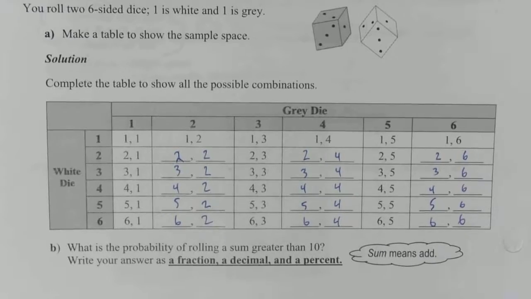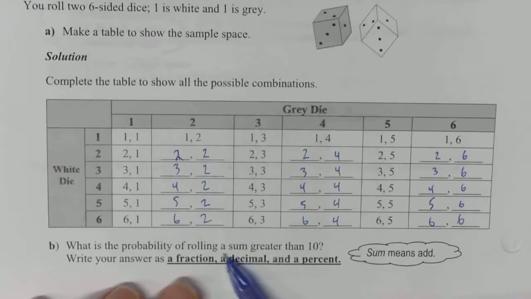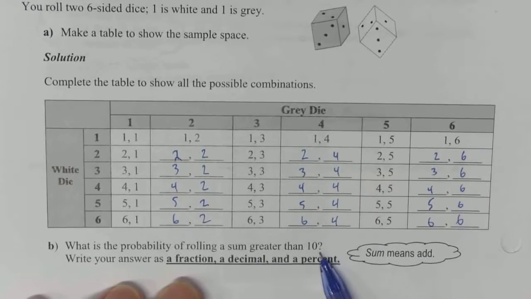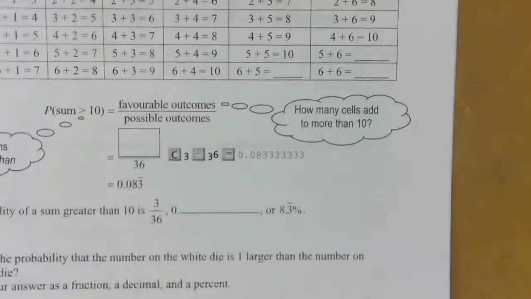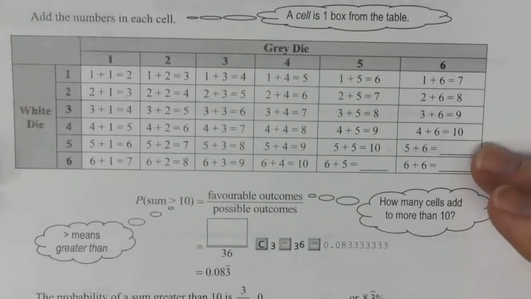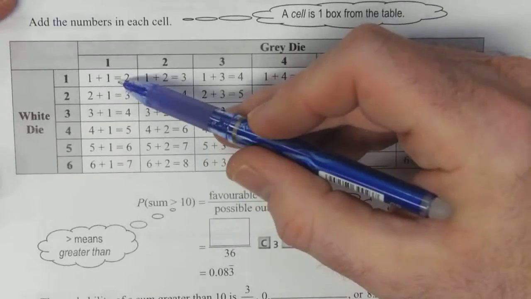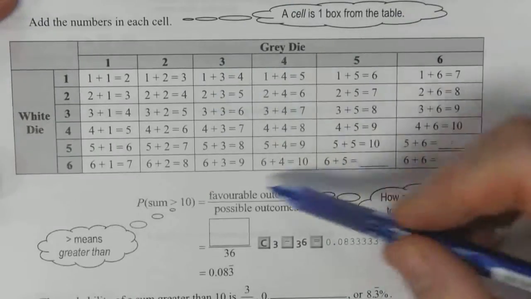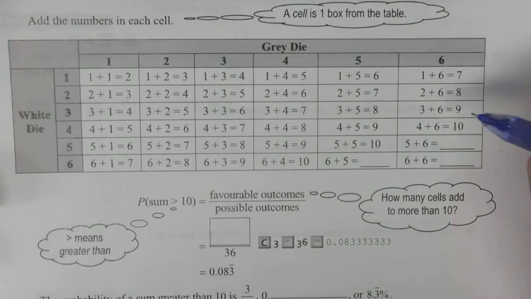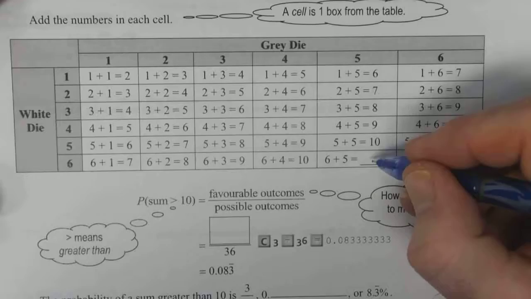So now the question is, what is the probability of rolling a sum greater than 10? So when you add the two numbers together, it's greater than 10. What's the probability of that? Write your answer as fraction, decimal, and a percent. So, here's the table again. If you add the numbers up in each cell, you'll have the sum total. And you'll notice that greater than 10, there's only 3 of them.